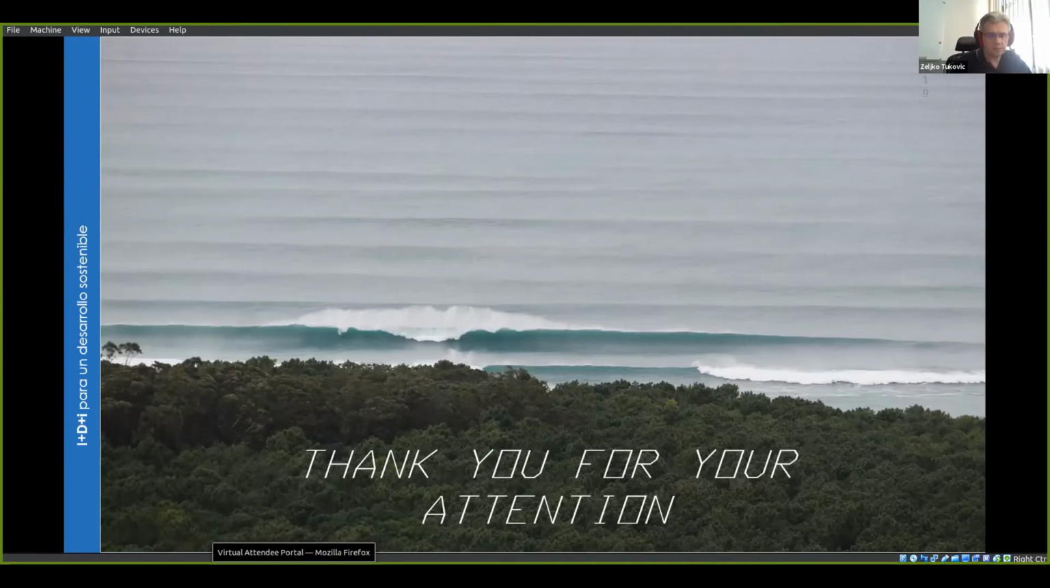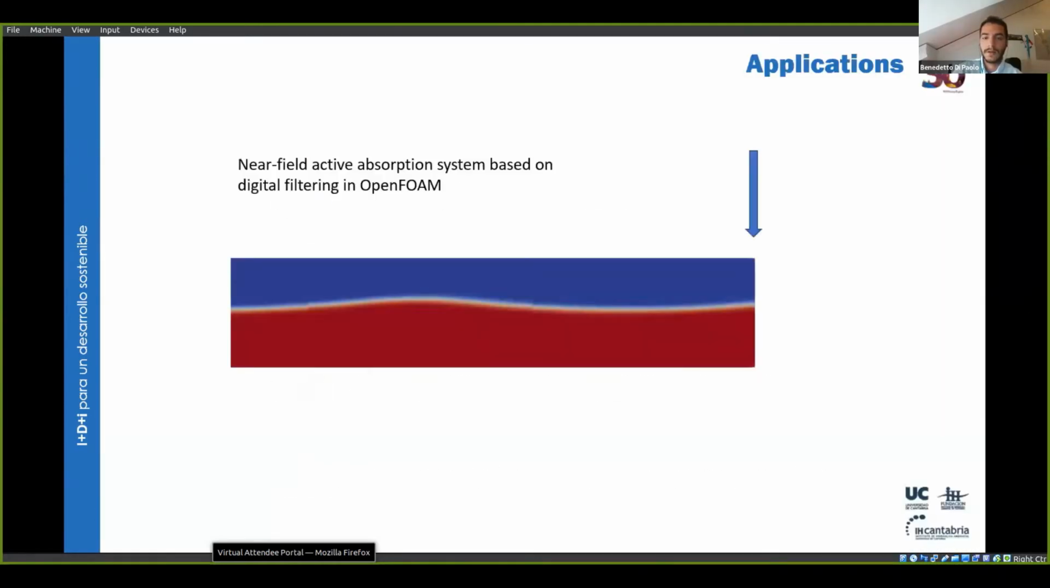And can you explain a little bit this term digital filtering? This is another question. What does it mean? Okay. Well, this is based on laboratory theory for wave makers. It's what we do normally in laboratory experiments and in numerical facilities, for instance, in the wave tanks and basins.